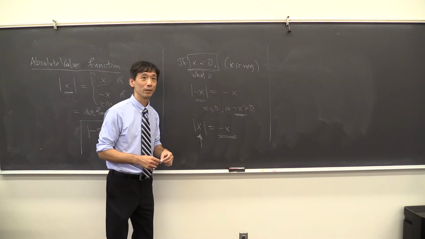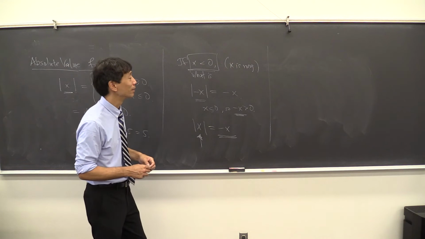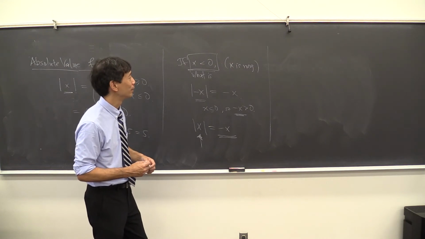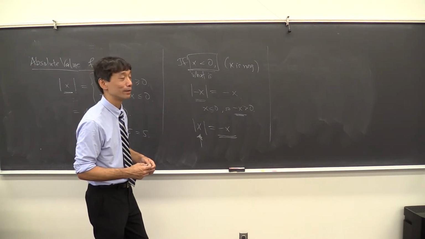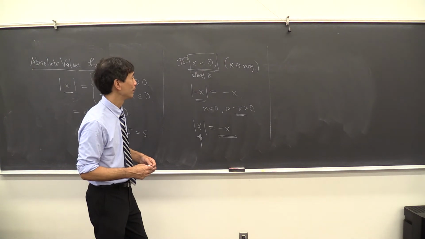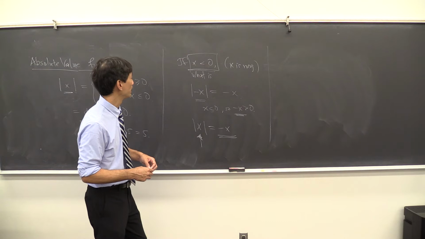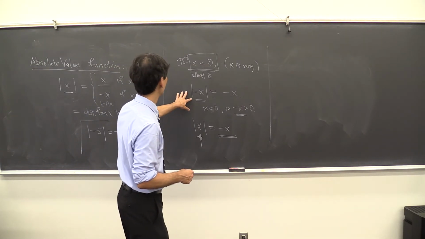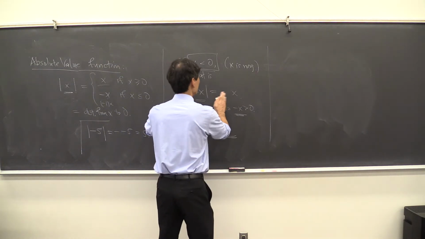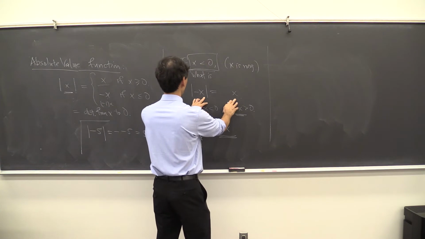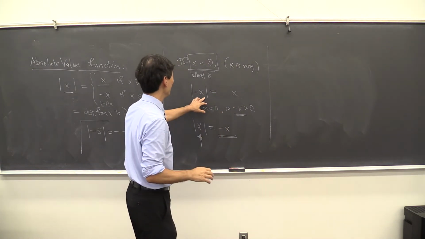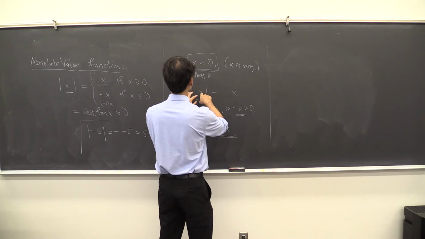I'm just confused because the absolute value of negative x is negative x, and then the absolute value of x is also negative x. So wouldn't the first one just be x, because it's already known that it's negative? Oh, I'm sorry. This is x, right? Oh my God.